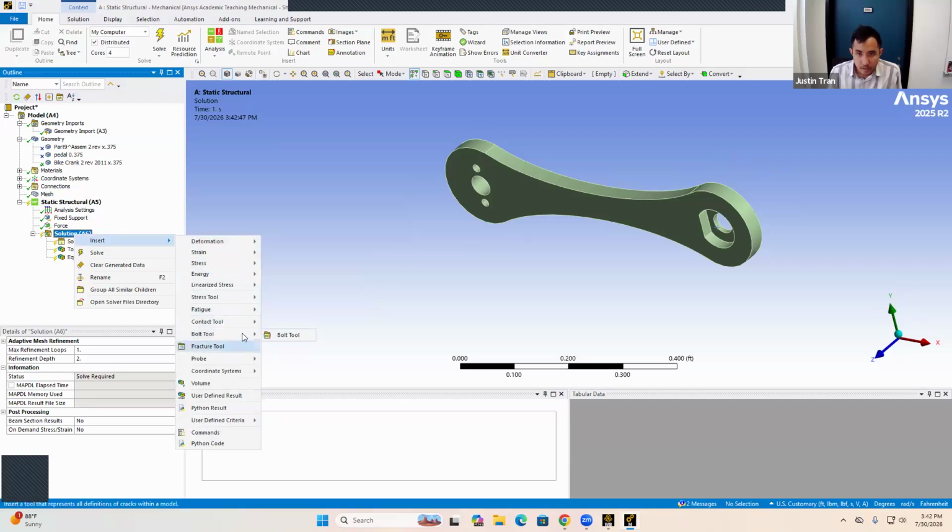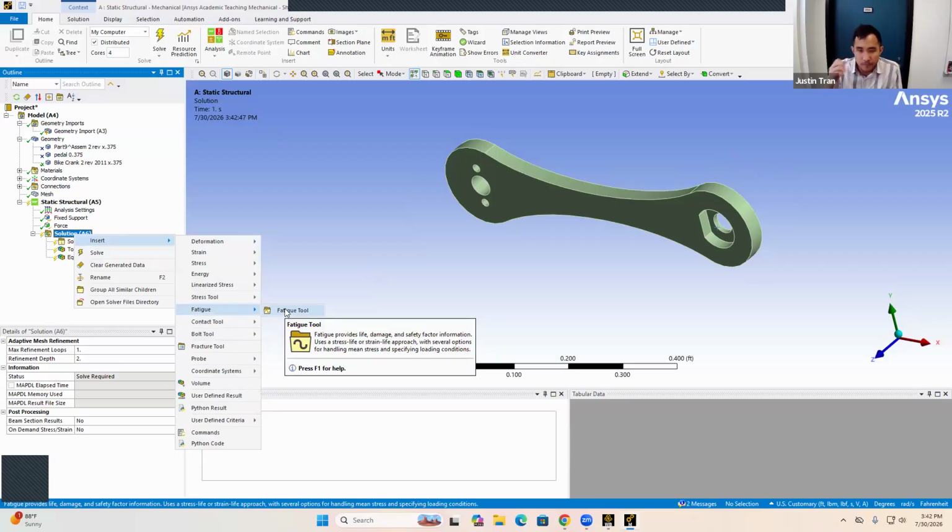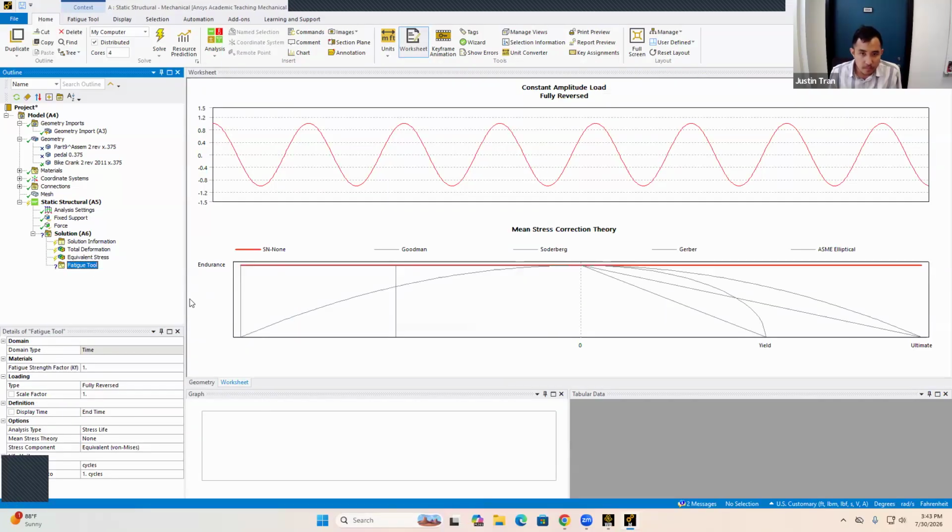And you're going to see here that there is a menu for fatigue. From fatigue, you can add this fatigue tool. So let's go ahead and add that in. And this is where you can specify your fatigue parameters. So let's go ahead and specify some parameters here.